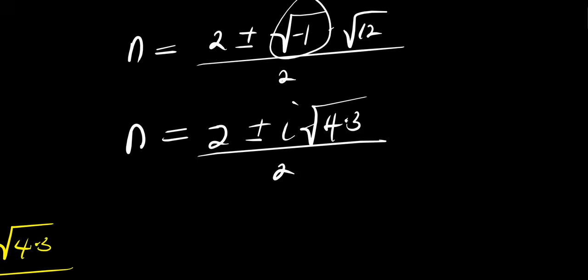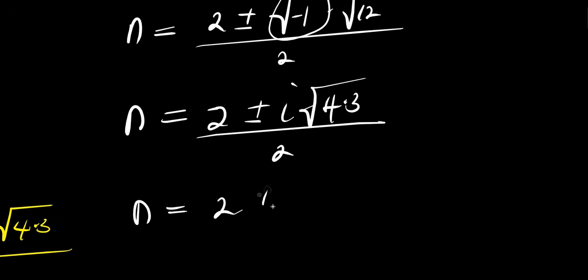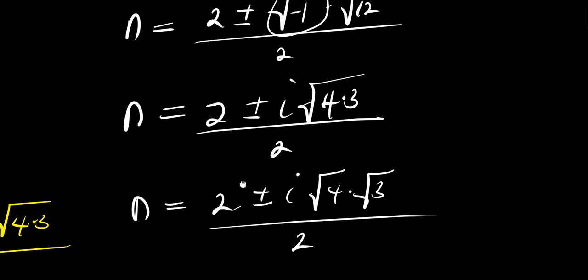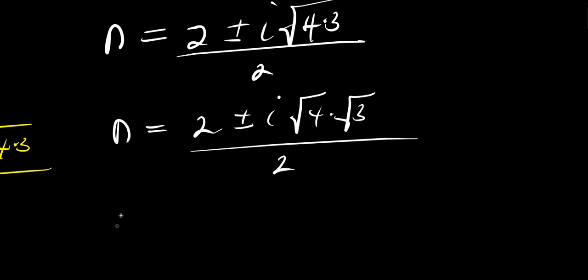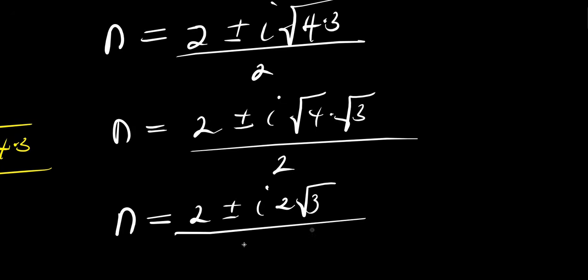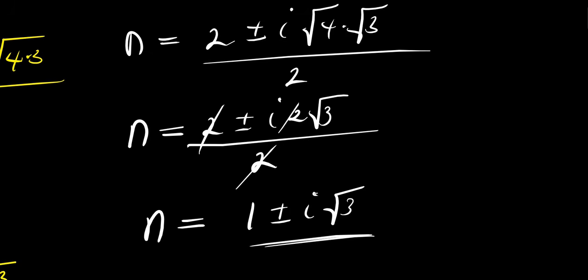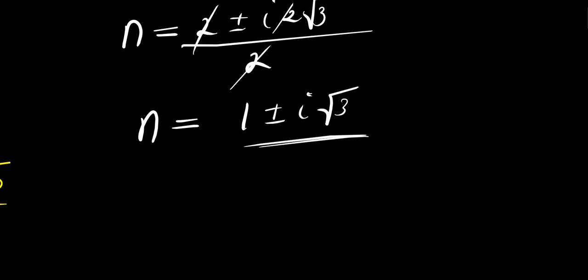So from here, we simply have n equals 2 plus or minus i times square root of 4 times square root of 3, and this is divided by 2. So right now, square root of 4 is 2. I have n equals 2 plus or minus i times 2 times root 3, divided by 2. This cancels this, cancels this. So right now, we simply have n equals 1 plus or minus i times root 3. So we have two other complex values again for n. This will be our n4 and n5. This is n4 equals 1 plus i times root 3.